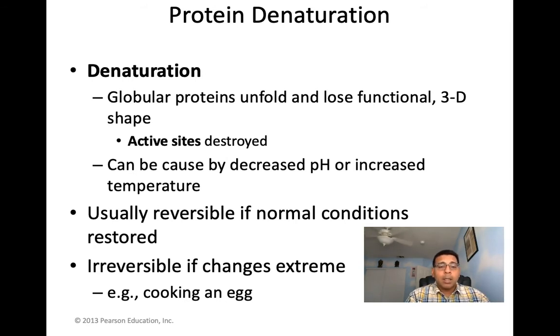Let's talk. So when we talk denaturation, globular proteins unfold and they lose their functional 3D shape. And then what happens is the active site gets destroyed, so they're not going to be functional. This can be caused again by a decrease in pH or increased temperatures. This is usually reversible if normal conditions can be restored. Irreversible if the changes are extreme. It's like cooking an egg. You can't reverse that. You've had total protein denaturation take place there.